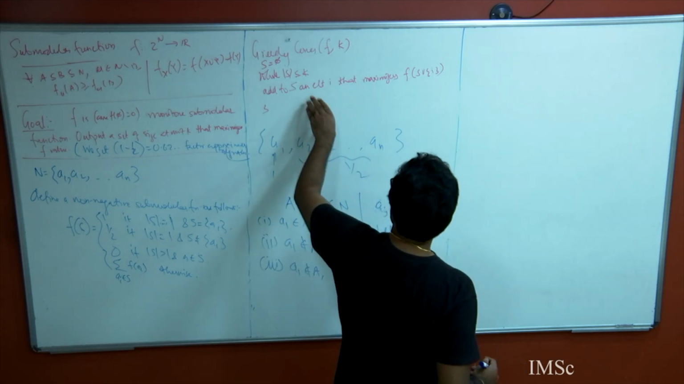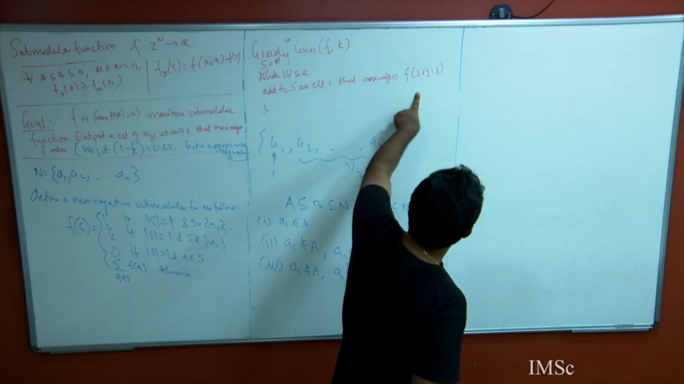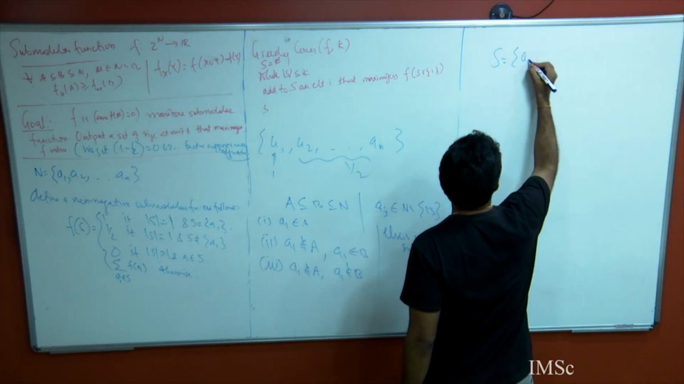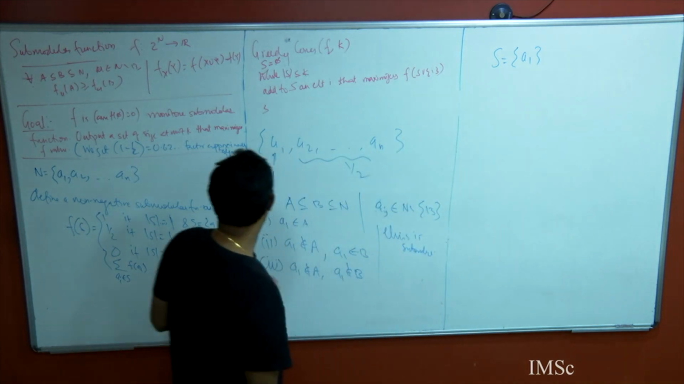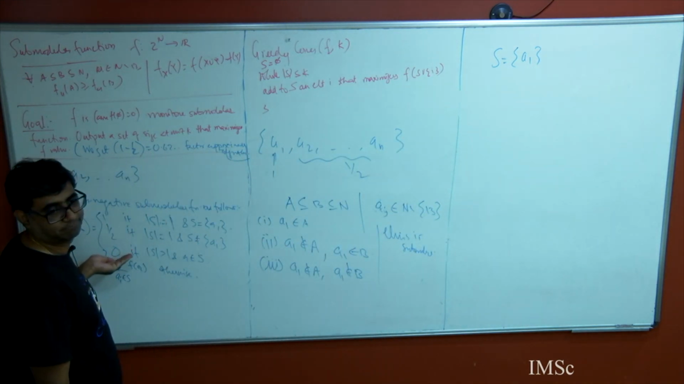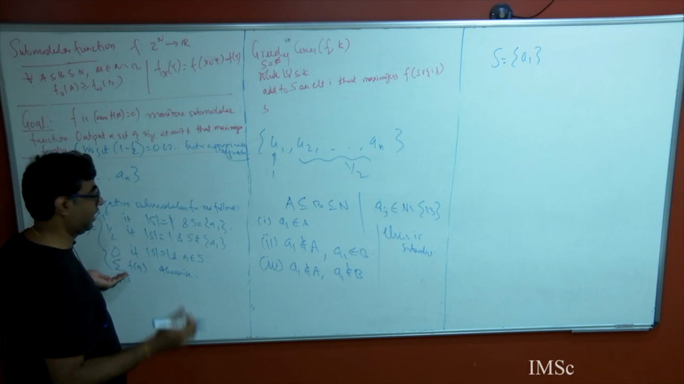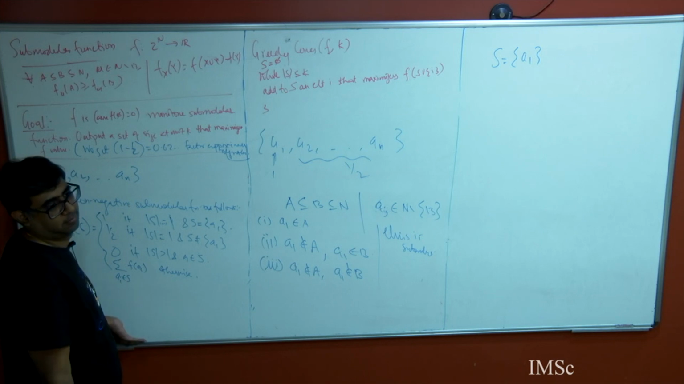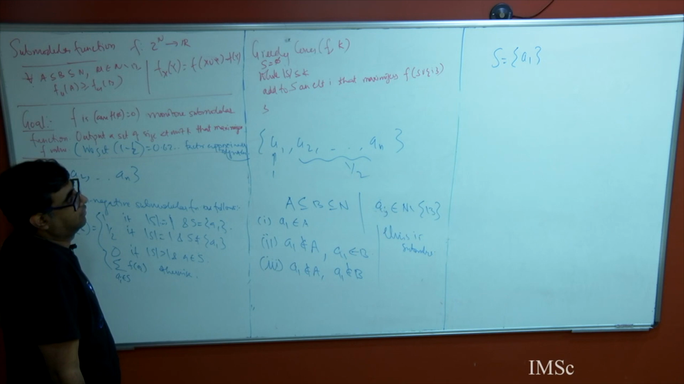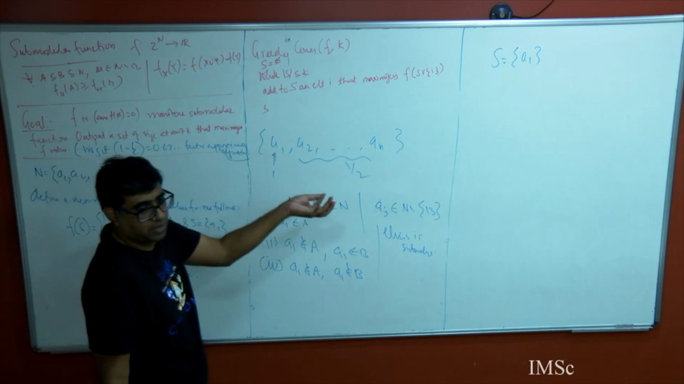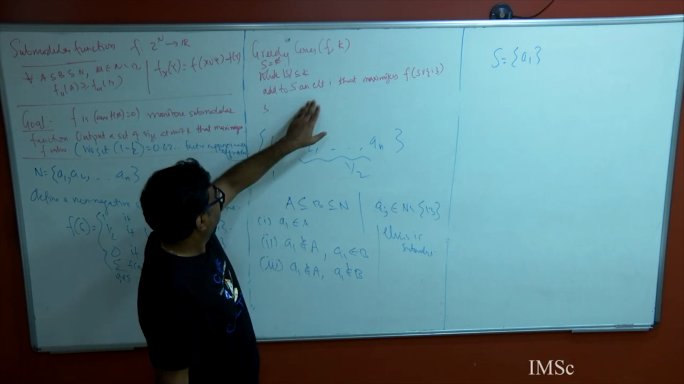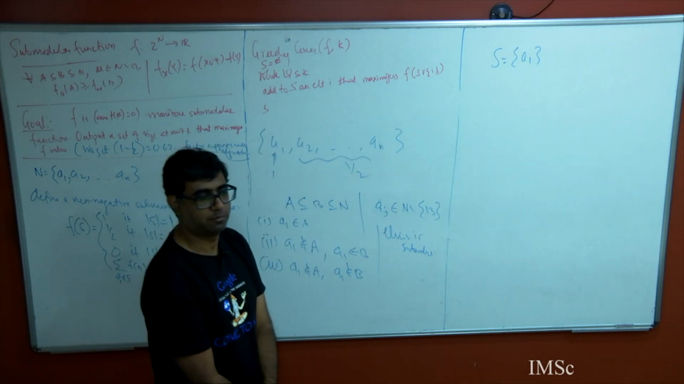S is empty. Select an I that maximizes f of S union I. Okay, what is S going to have after the first iteration? A1. Because now, can it add any other element? Well, it can add, but that will decrease the utility, right? It makes it less, so it is not the I that maximizes f of S union I. So this is it. It will stop at S equal to A1.